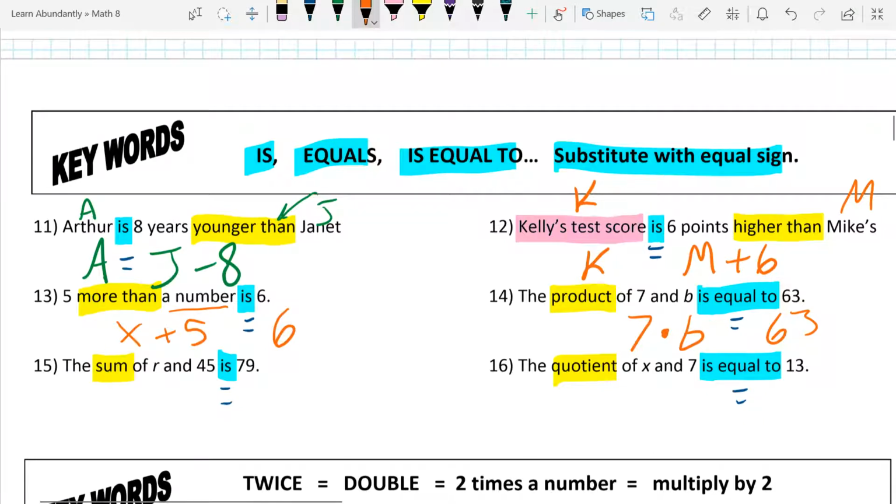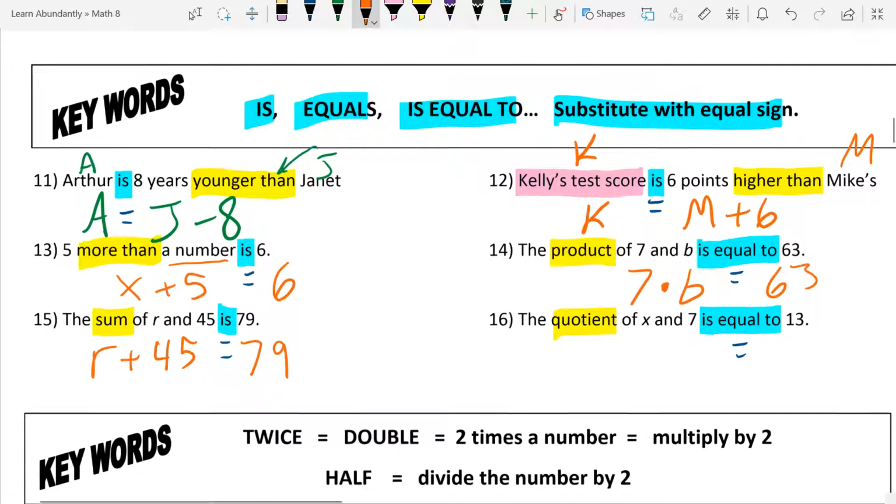Number 15, the sum of R and 45, so sum means add. So R plus 45, and it says it is 79. Number 16, the quotient of X and 7. So quotient means divide. We don't need to switch the order because it didn't use the word than. And it's equal to 13.